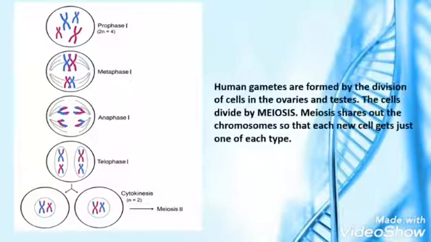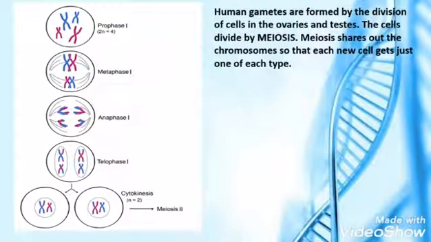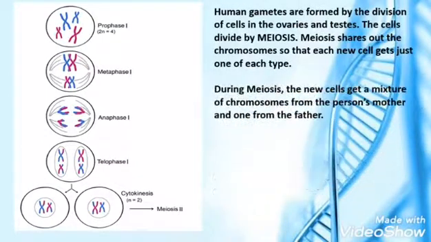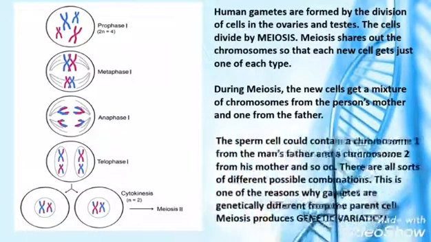Human gametes are formed by the division of cells in the ovaries and testes. The cells divide by a special type of cell division called meiosis. Meiosis shares out the chromosomes so that each new cell gets just one of each type. You may remember that one of each pair of homologous chromosomes came from the person's mother and one from their father. During meiosis, the new cells get a mixture of this.